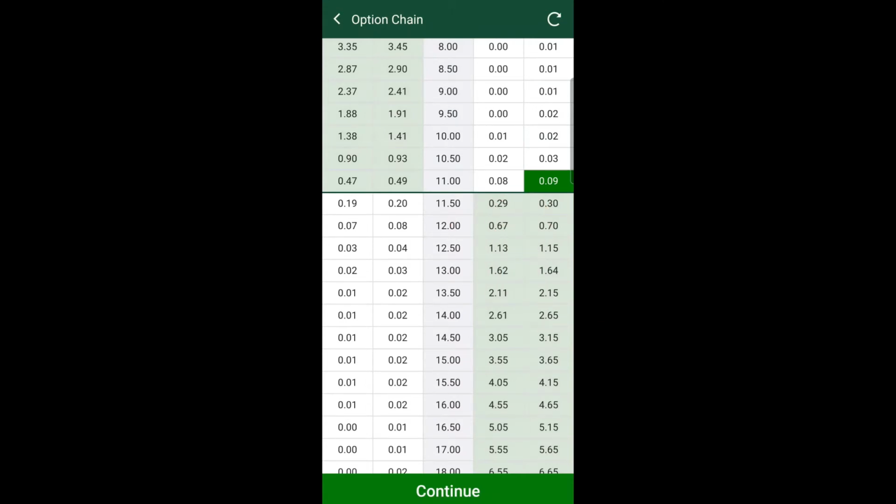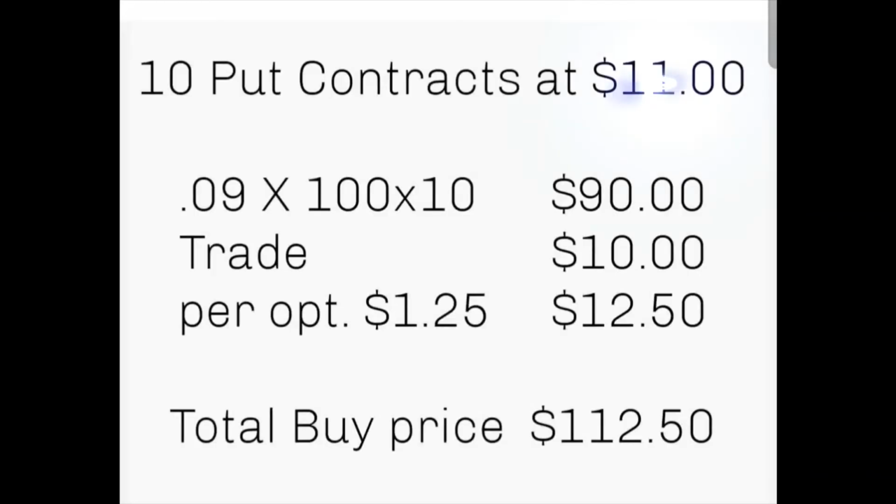So now let's find out the break-even price doing this, and let's see if it's worth it. We're going to buy 10 put contracts at that $11 strike price. So it was listed for 9 cents, so it would be 9 cents times 100, because there's 100 shares per contract, times 10 contracts, so $90. The trade commission I have here listed at $10. I know that's a little high for some, but some people pay it. And then per option, they charge you $1.25, so you're going to be adding an additional $12.50. So the total buy price is going to be $112.50.